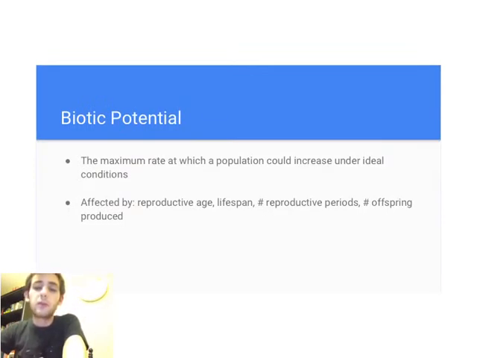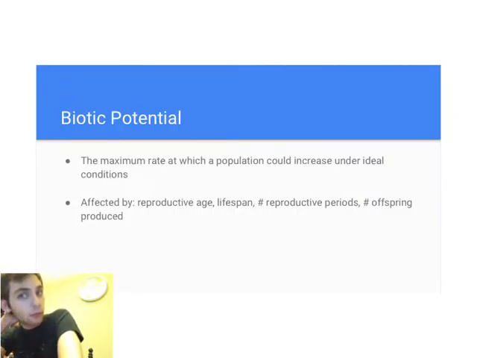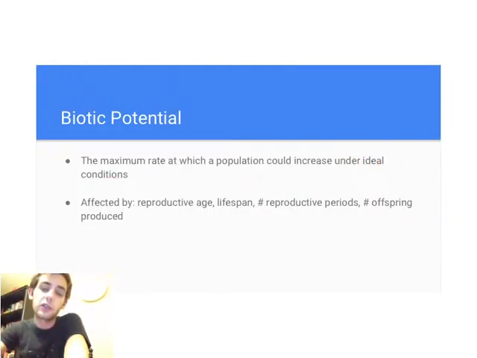So the first term you need to be familiar with is biotic potential. Biotic meaning living, potential meaning the ability to. So the biotic potential is the maximum rate at which a population could increase under ideal conditions. That part's important because those ideal conditions probably don't exist in any natural population.